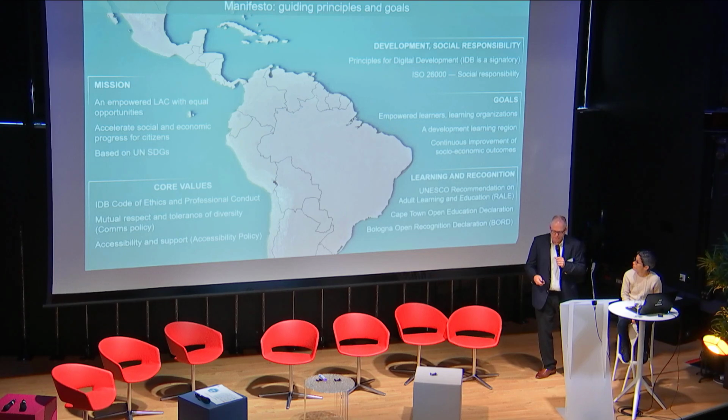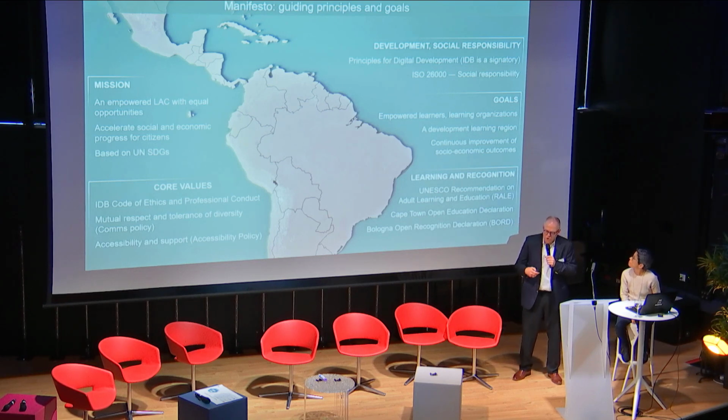And we're just going to dive a little bit into some of the details. This is the manifesto part. So there's a section where we say, what is our mission? Well, we start with IDB and what it does and how it's related to the UN Sustainable Development Goals. Talk about core values that relate to policy and how that plays out. And then the notions of digital development that I mentioned, the ISO 26000. And then where do we want this to go? What are the goals? Well, we want empowered learners and learning organizations.